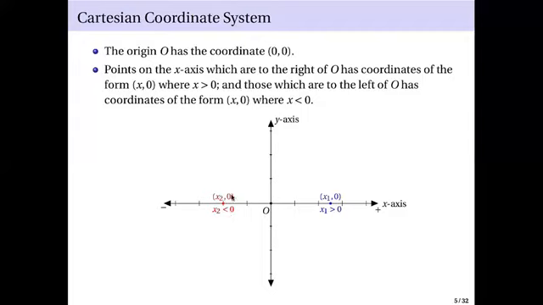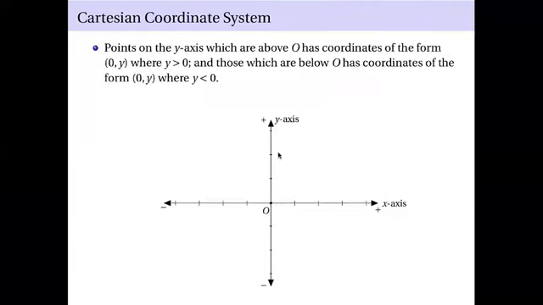So that's how we're going to name these points if they are on the x-axis, and their locations are relative to the point O. To the right of O, the x is positive. To the left of O, the x is negative. And then we will do the same thing for those on the y-axis.